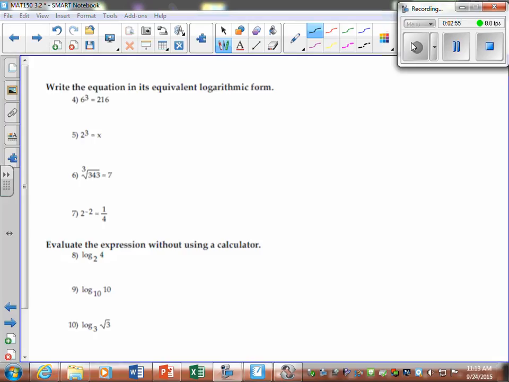Now we're going to do the opposite. Let me rewrite just so you can see the equations on this side. If you want to go ahead and start working 4 through 7, you can. Log base b of x, and then b to the y is equal to x. So now they want us to take it from exponential format and give it in logarithmic form.